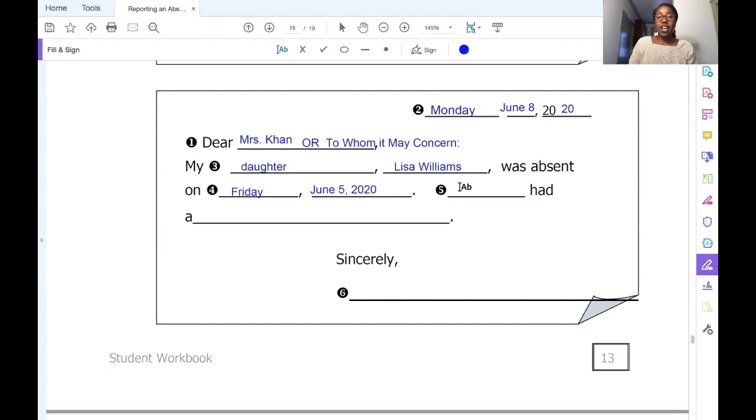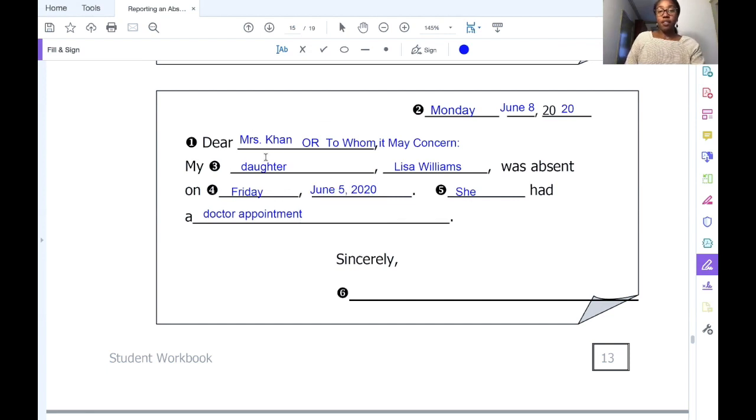And then we will say the reason why. Why was Lisa Williams absent from school on June 5th, 2020? And we will say she had a doctor appointment. A doctor appointment.